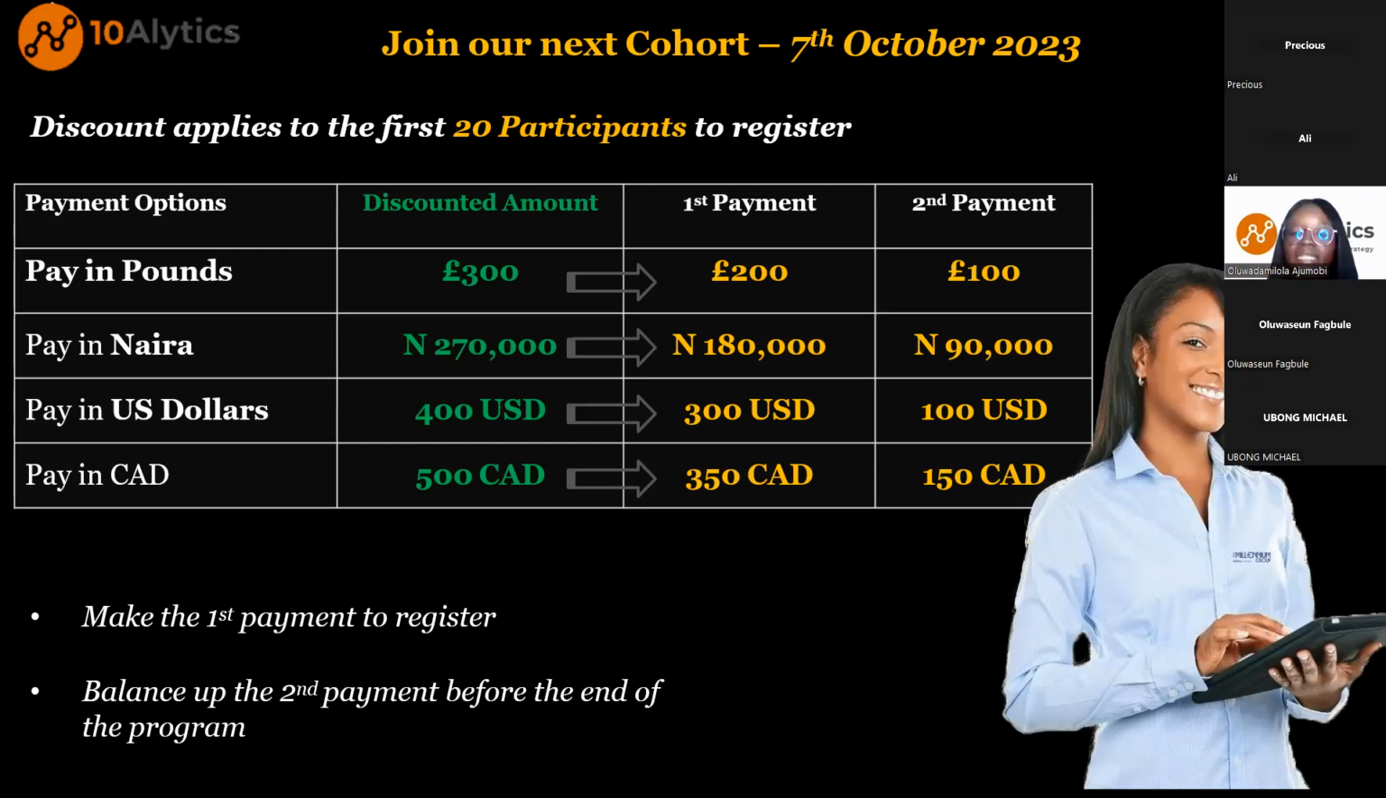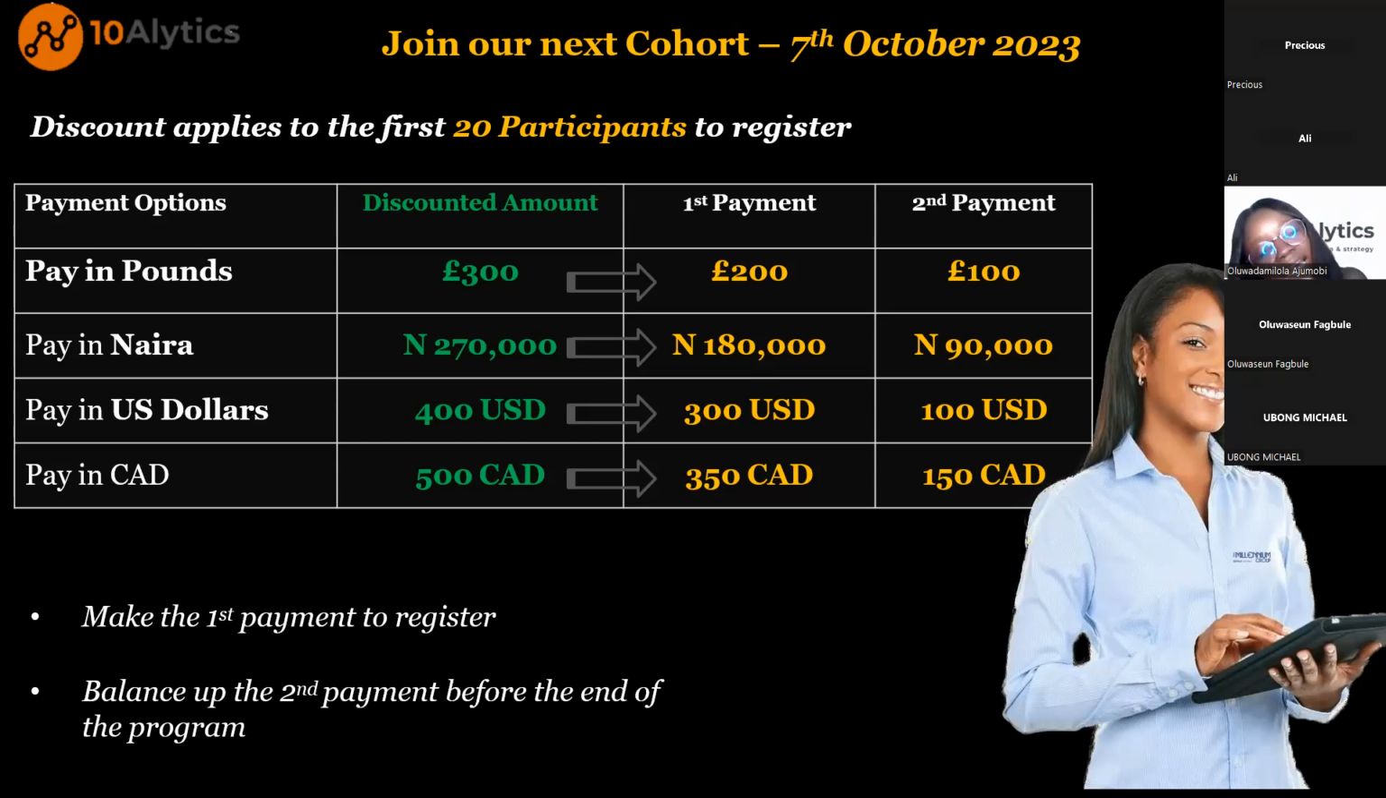And you can also break down this payment. Okay, so you don't have to pay the 300 at once. You don't have to pay the 270 at once. You can pay 200 and then pay 100. That is 1 month into the program. And if you're paying in naira, you can pay 180, then pay 90.